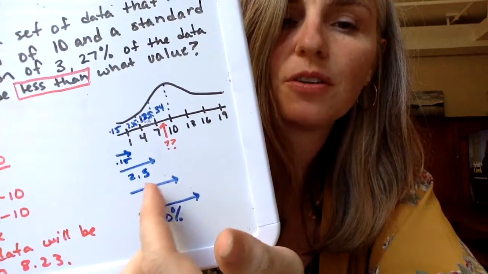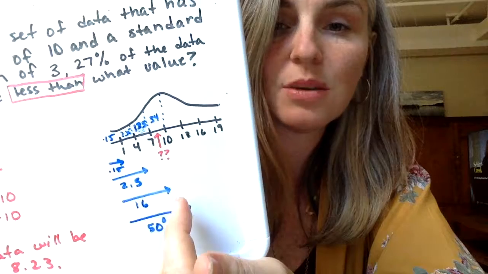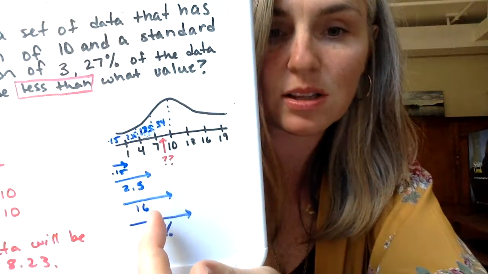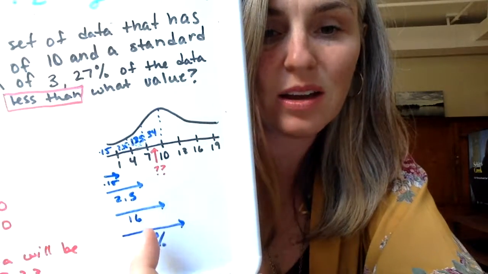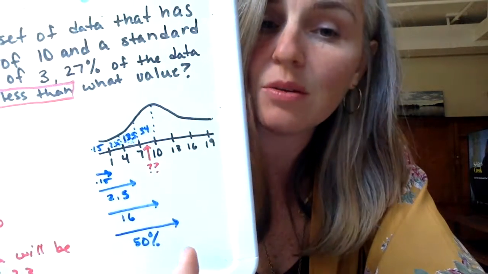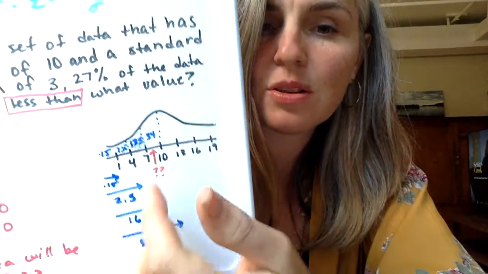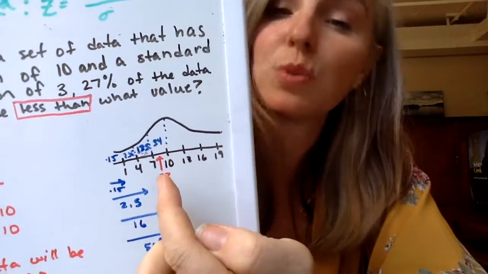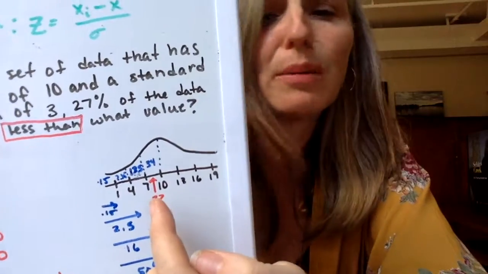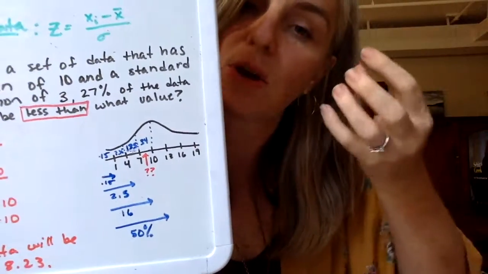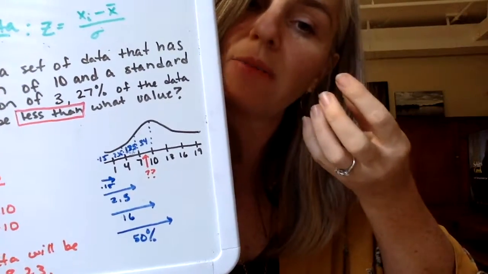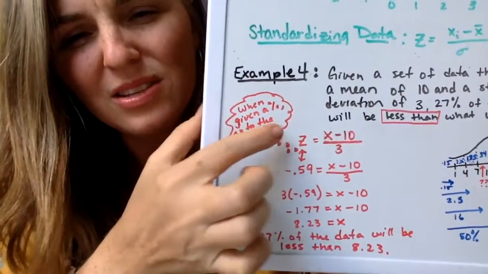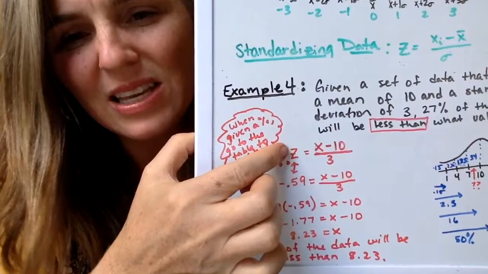Come a little further in, add, and you get 16%. And you're not quite there yet, right? At 1 standard deviation to the left, you only have 16% of the data. To the mean, though, is 50% of the data. So that tells you that you would expect your data point to fall somewhere between 7 and 10. Now, I'm talking about how you start getting some concept of what the number should look like.